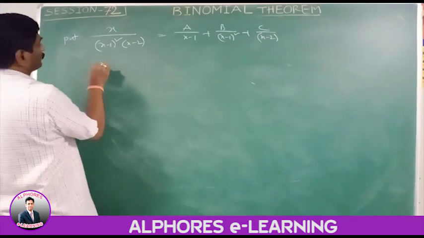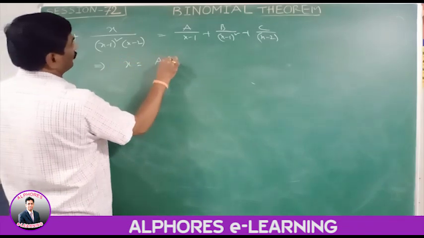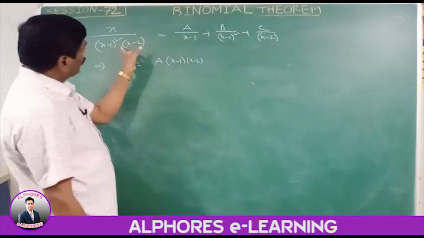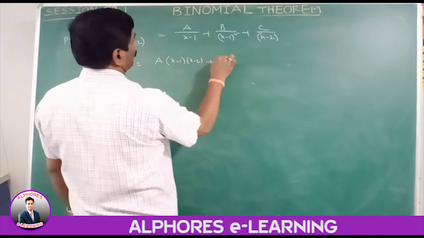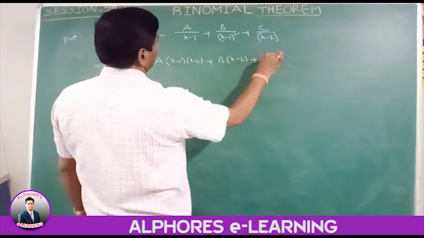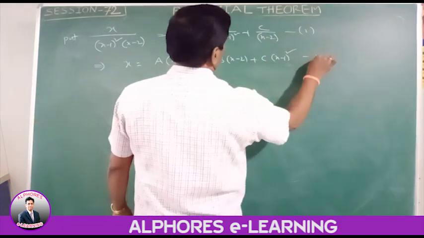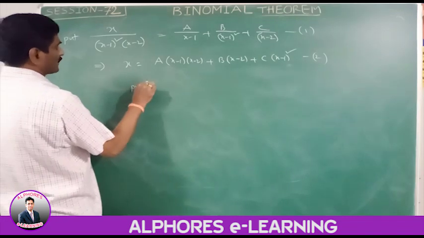After taking the LCM and equating numerators, it can be reduced into x is equal to a of (x minus 1) into (x minus 2) plus b of (x minus 2) plus c of (x minus 1) whole square. It is equation number 1, equation number 2. Put x is equal to 1.